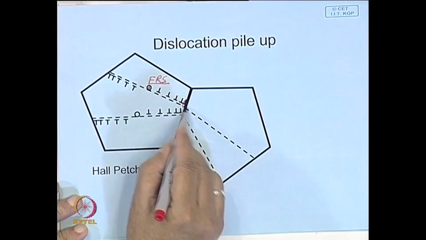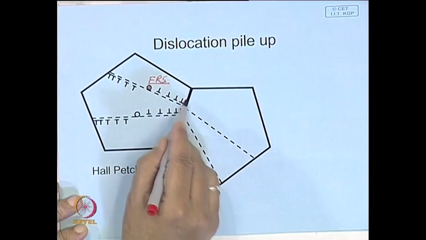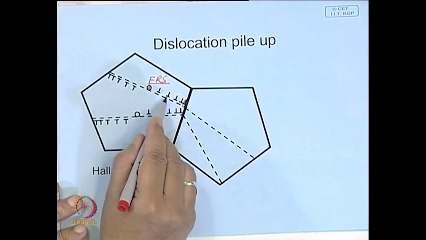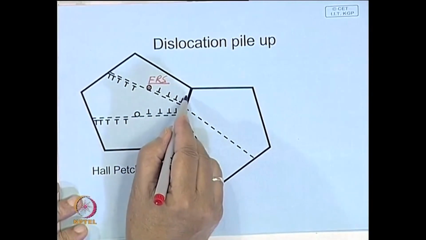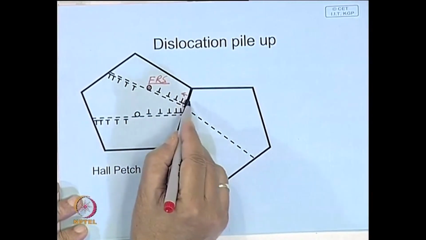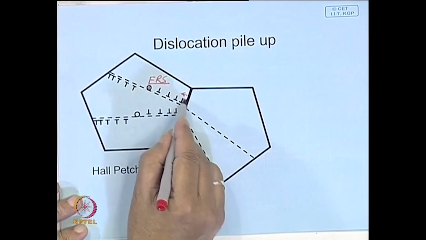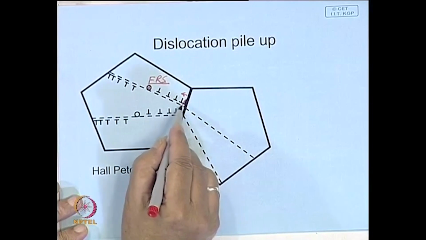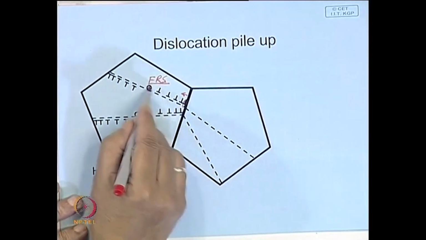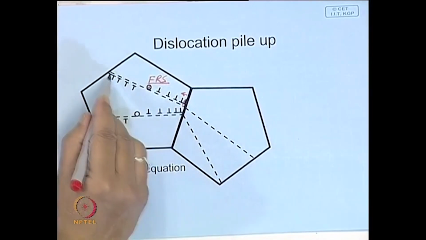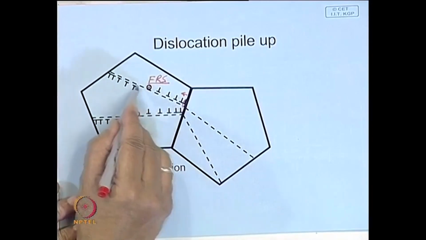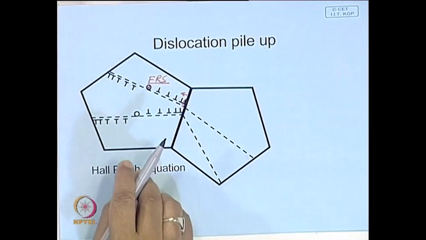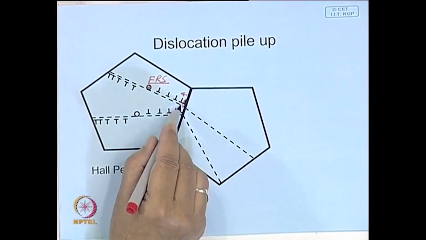Imagine that it cannot cross this; then what will happen? The second loop which is generated will come close to it, but there will be an opposing force acting on it, which will not allow the dislocation to come close. In this way, a series of dislocations will pile up on the slip plane, which is shown over here, and when such a pile up formation takes place, it will result in significant strain hardening.